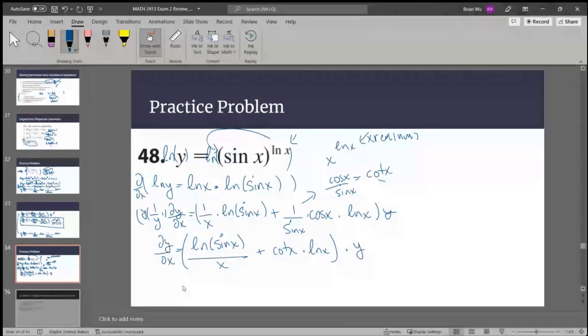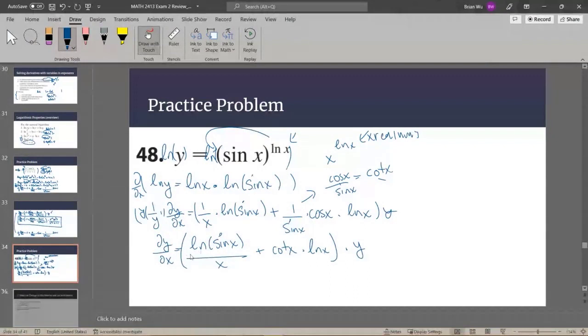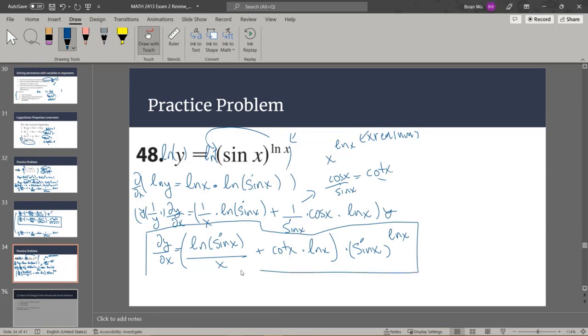And remember that if we want to solve for an explicit solution, we have to make sure this y is not here. In this case, we go back to the original. We know that y is equal to sine of x to the power of ln x. All we do is replace this y with this function, without the ln's, by the way. So this would be sine of x to the power of ln x, and this would be our explicit solution and our answer.